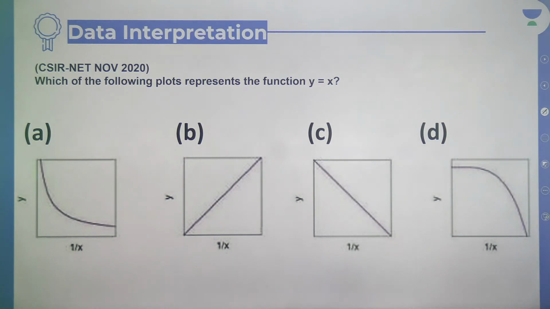Different options. Complete the question, all of you.